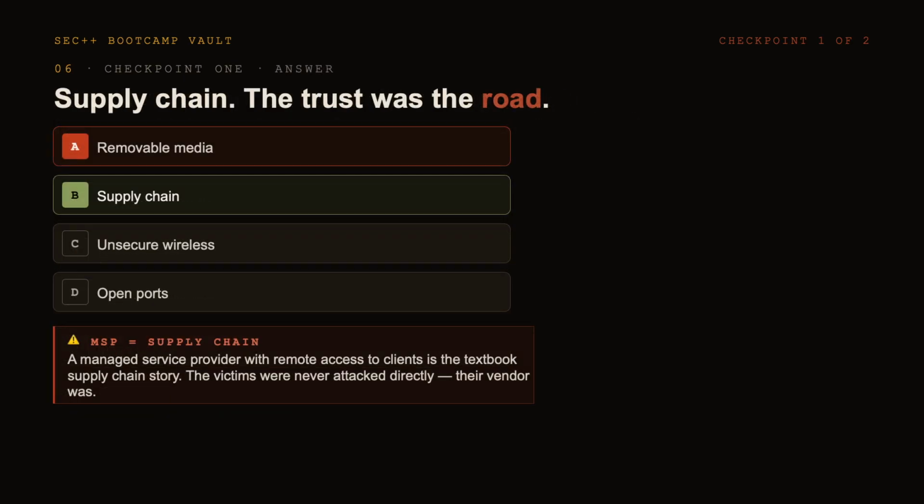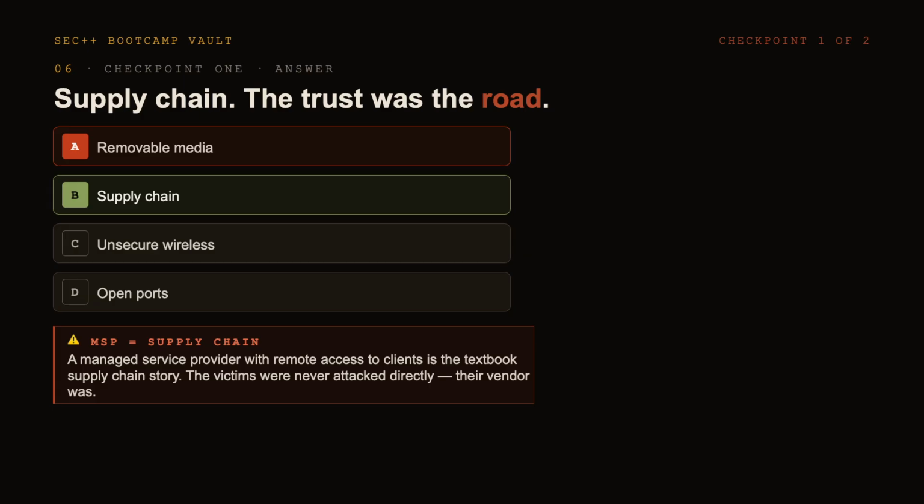Supply chain. The victims were never attacked directly. Their trusted IT provider was, and the trust relationship became the road in. A managed service provider with remote access to its clients is the textbook supply chain story on this exam. When the door is a vendor, the vector is supply chain.